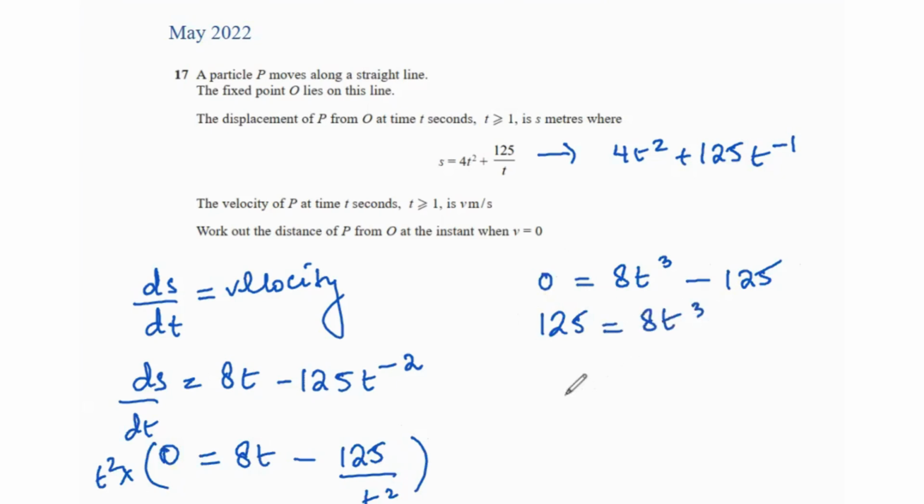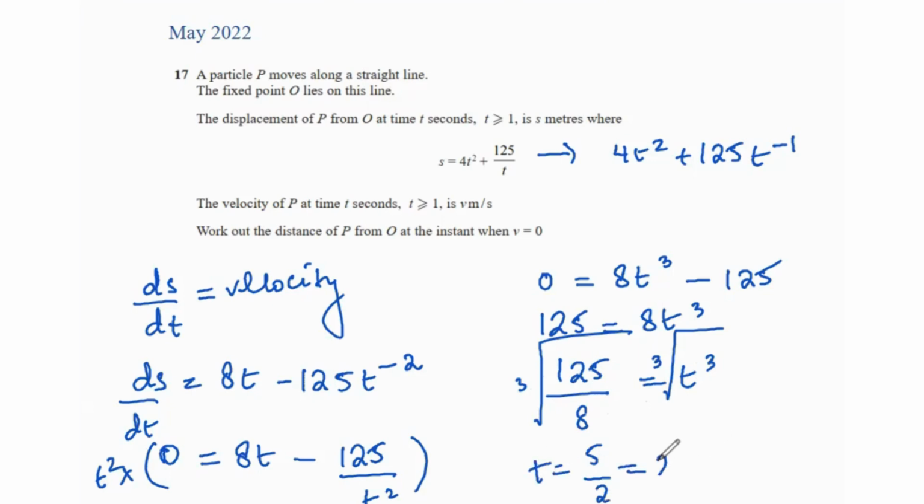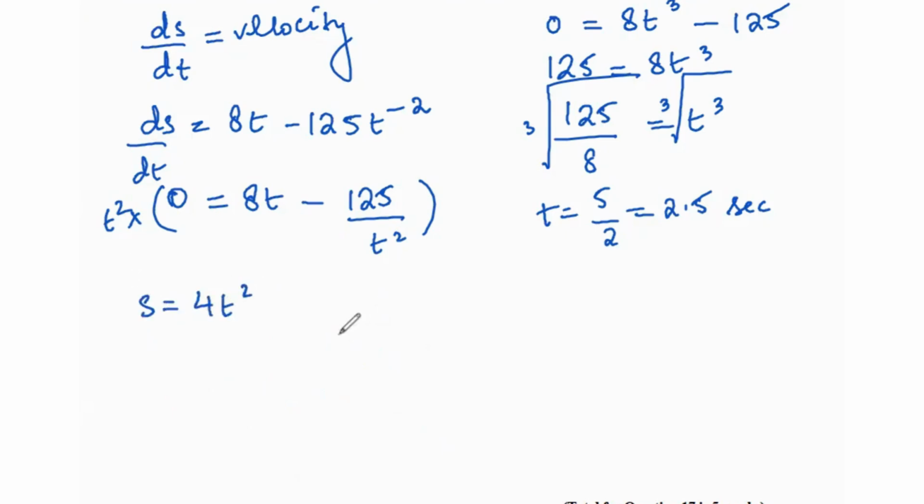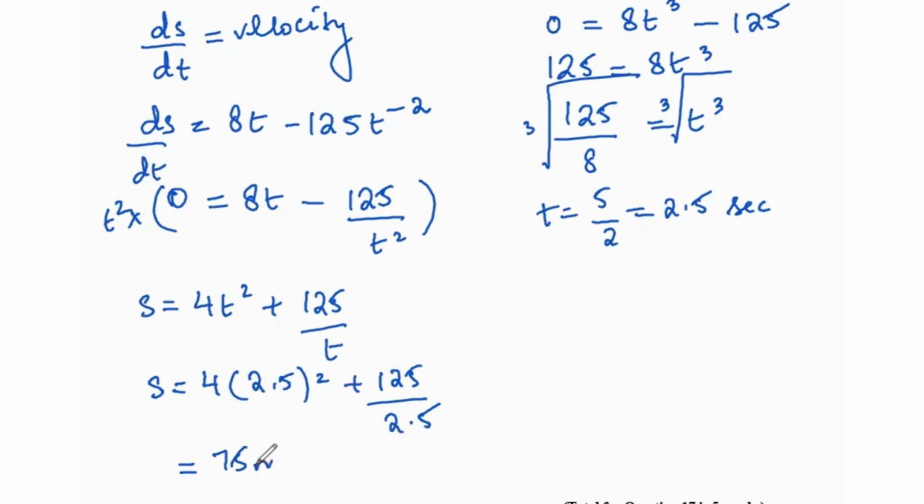125 equals 8t cubed. 125 divided by 8. And then we will take the cube root on both sides to find the value of t. So that's going to be 5 over 2, which is 2.5. So 2.5 seconds is your time, which is also greater than or equal to 1. Now we will put this time value into the displacement equation to find the distance of P from O. So the displacement equation was 4t squared plus 125 over t. So we substitute the time value into this equation to find the distance of P from O. So 4 times 2.5 squared plus 125 over 2.5, which gives us a value of 75 meters. So that is your distance of P from O when velocity is 0.